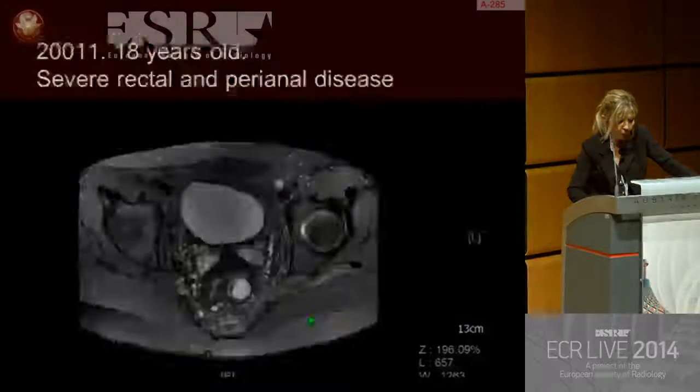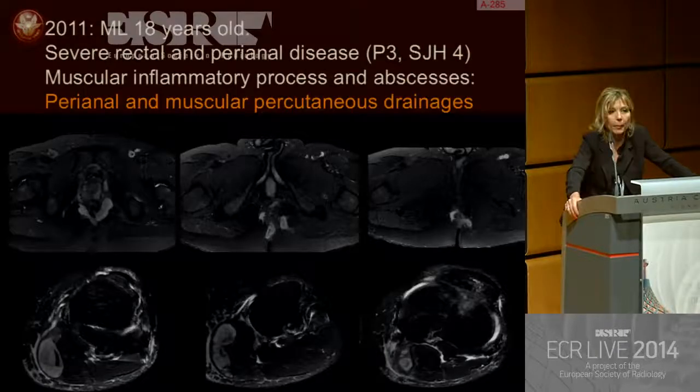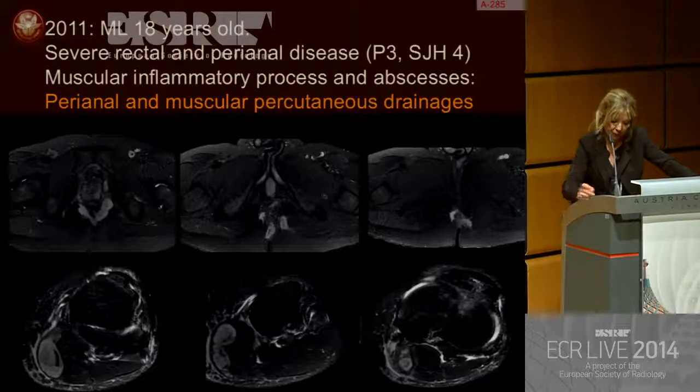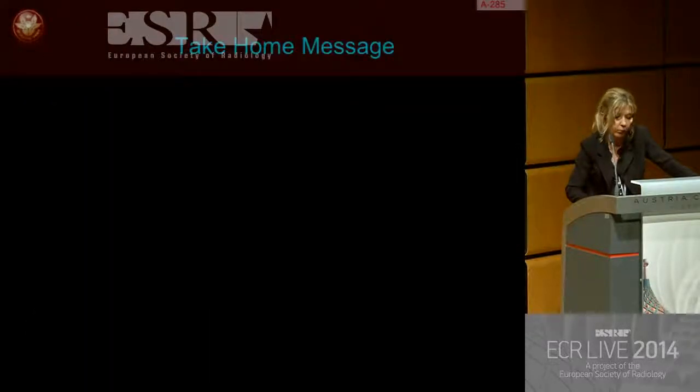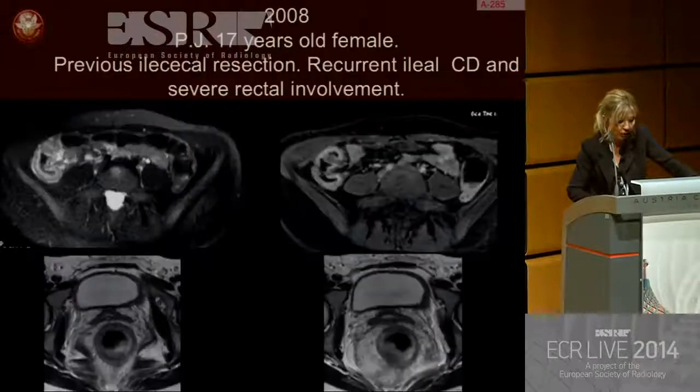This patient also had swelling of the left leg, and in fact, MRI showed a diffuse inflammation and abscesses in the muscular compartment of the left leg. So this patient underwent multiple drainages. So the take-home message is, with a small abscess, antibiotics may be valuable. Larger abscesses need percutaneous drainage.